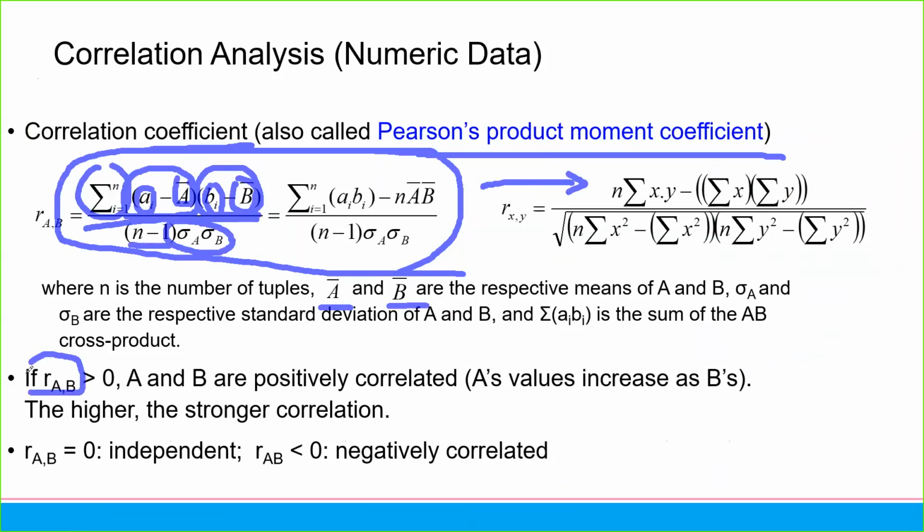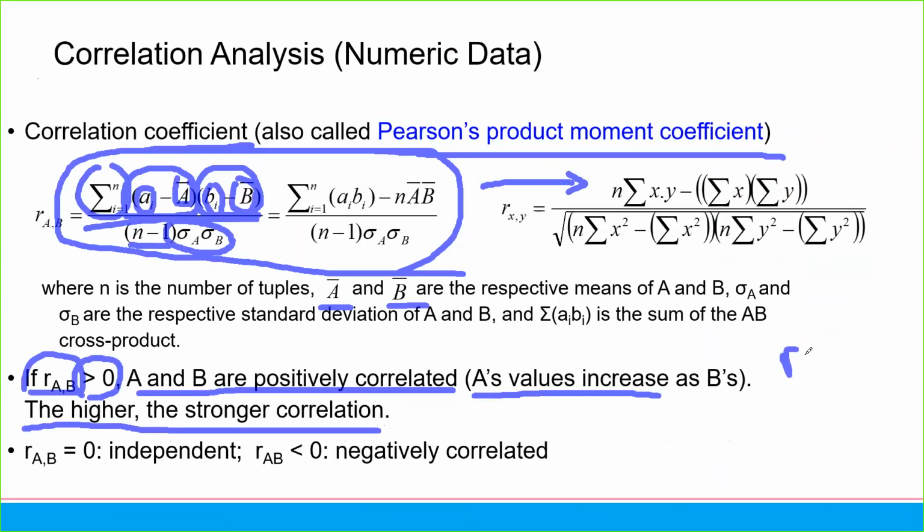If R, the correlation analysis value, is greater than 0, then A and B are positively correlated. It means when A increases, B also increases. The higher the R value, the stronger the correlation. The maximum of R is 1. So if it is 1, then it is a very strong correlation. If it is 0, it is independent. If it is less than 0, it is negatively correlated.